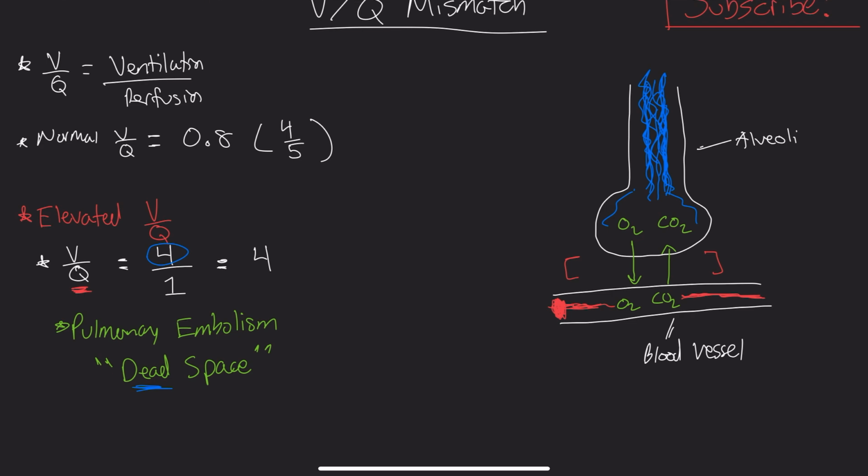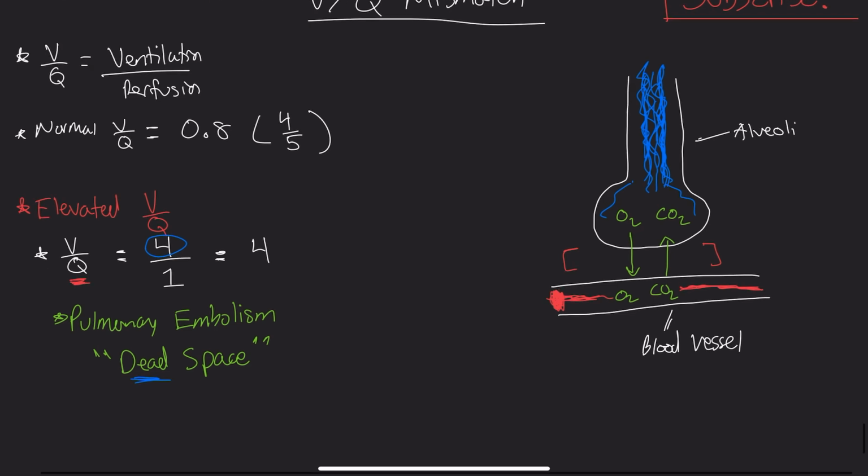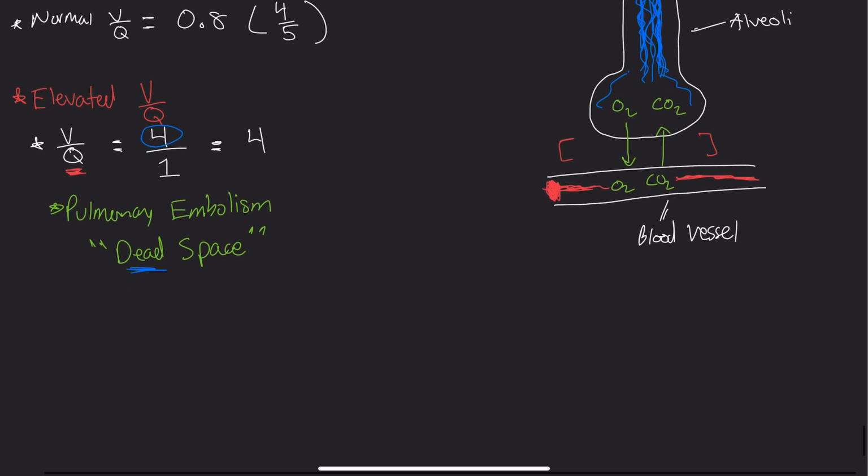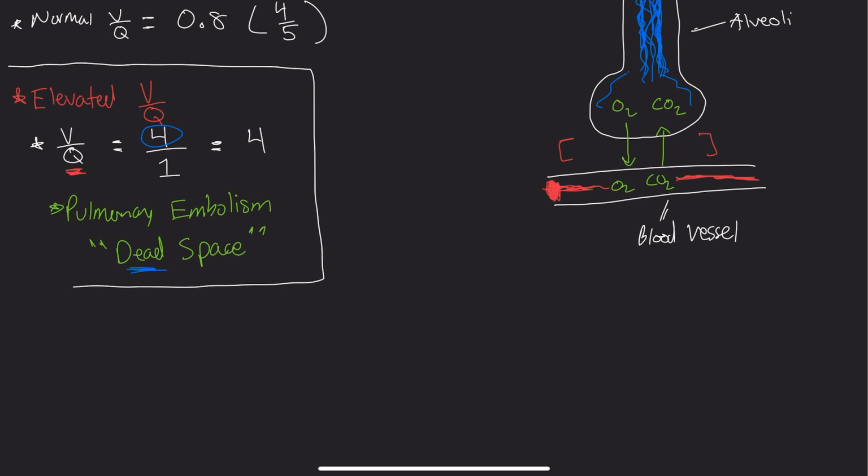So you still have to have blood flow. But here at the dead space, I have no blood flow, I'm dead. That's how I tend to remember that one. So that's how you can have elevated VQ. Now, let's move down and let's box this in so that's all together.